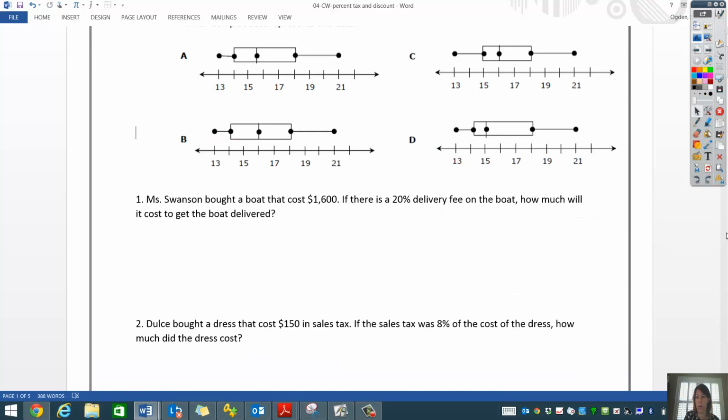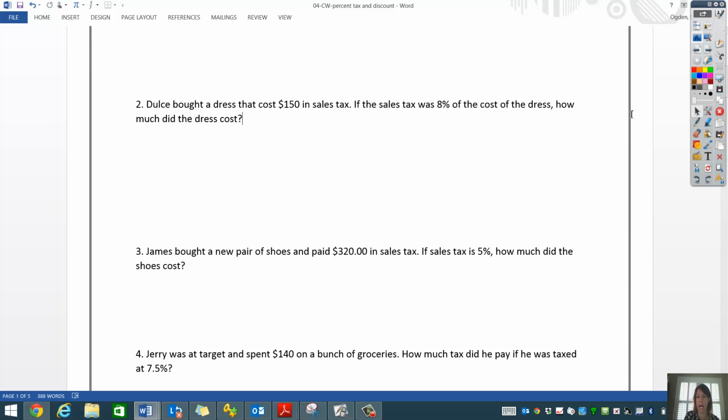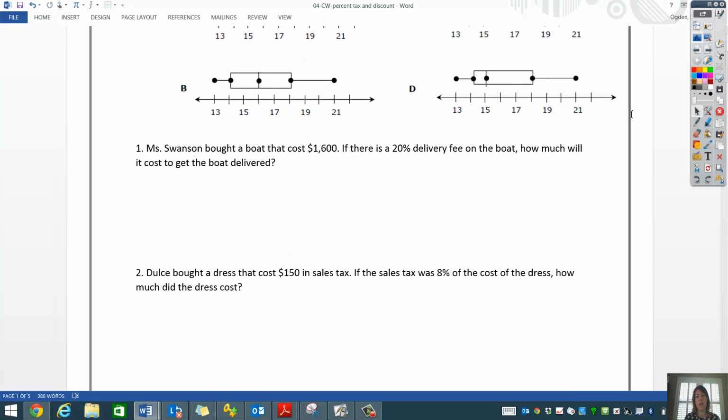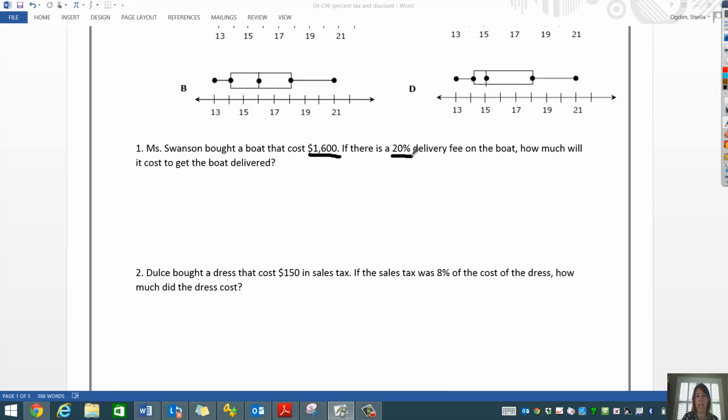So today we're looking at percents. We're going to go over an easier way today to find the percent of a number. Number 1 says Ms. Swanson bought a boat that cost $1,600. If there was a 20% delivery fee, how much will it cost to get the boat delivered? So this is asking what is 20% of 1,600?